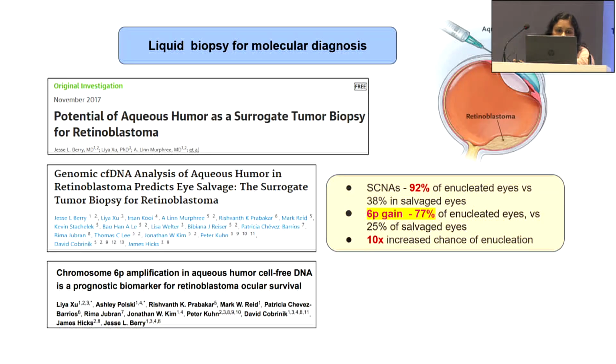And in 2017, Berry et al. found that aqueous humor contains enough and measurable quantities of cell-free DNA which could act as a surrogate tumor biopsy. They also found that it could predict eye salvage in retinoblastoma eyes. For example, a 6p gain was associated with a 10 times increased risk of enucleation.